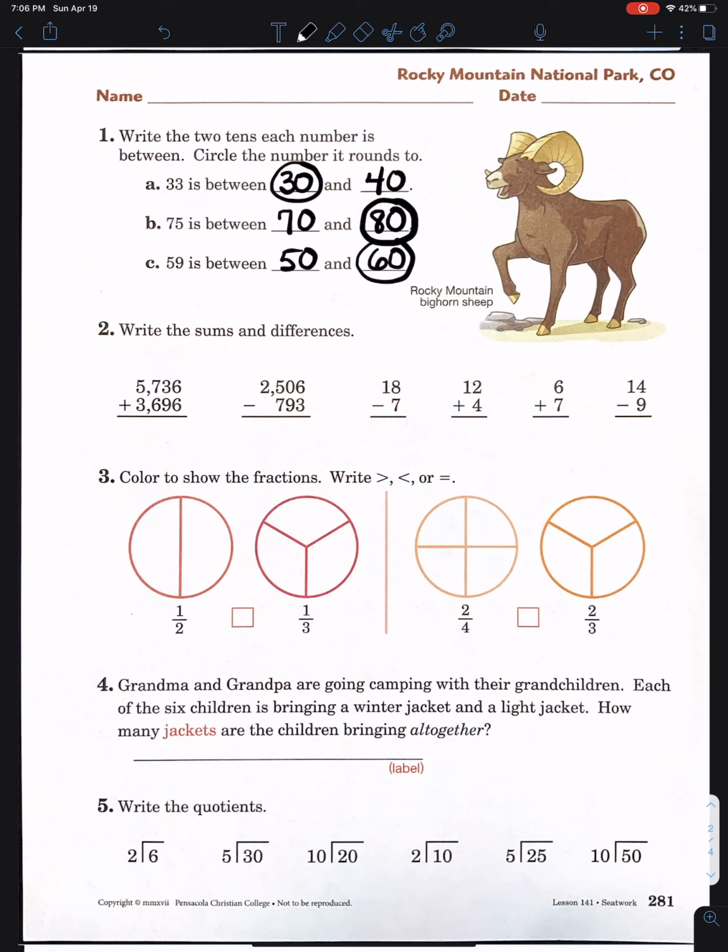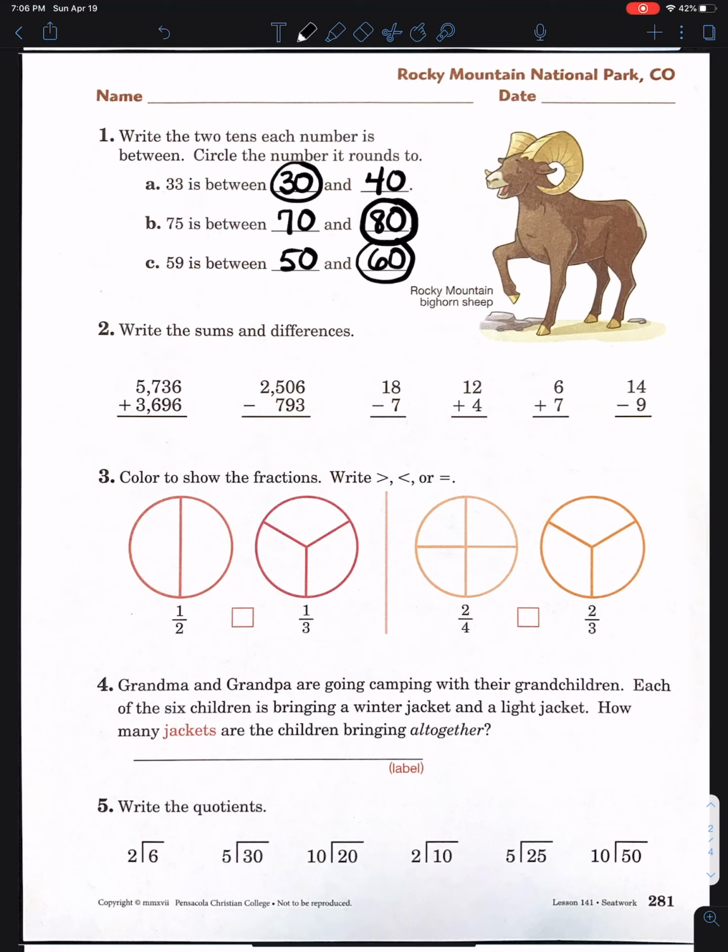All right, let's do number 2. We are doing addition and subtraction here. Make sure that you check the sign before you go ahead and solve the problems. You always need to check the operation and keep that in mind the entire time you're doing the problem so that halfway through you don't switch over to a different operation, which can happen sometimes.